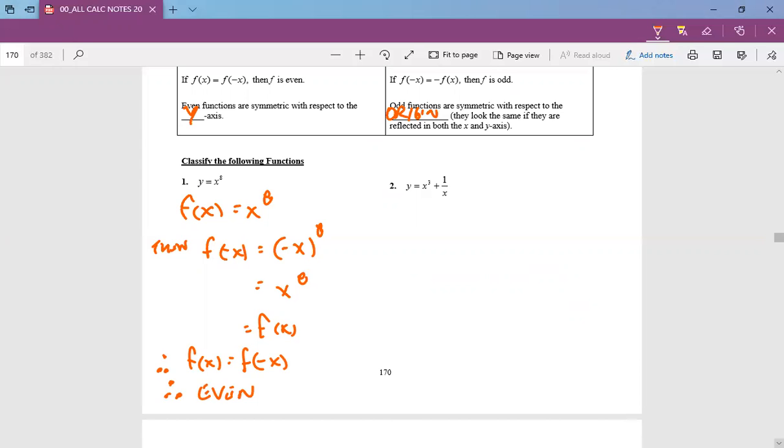It's not just saying that it's even degree. It is not true that anything that's even degree is an even function. It has this symmetry about the y-axis is what makes it an even function. Number 2, let's look at this.